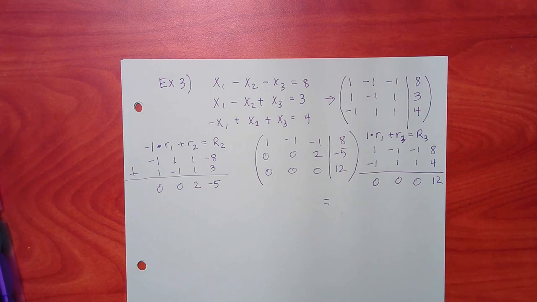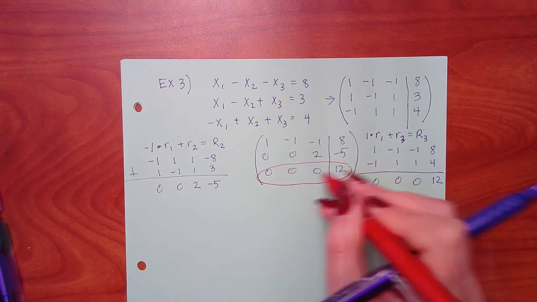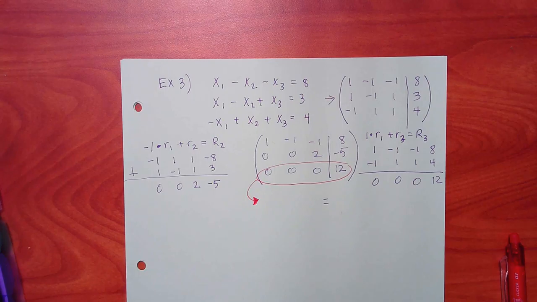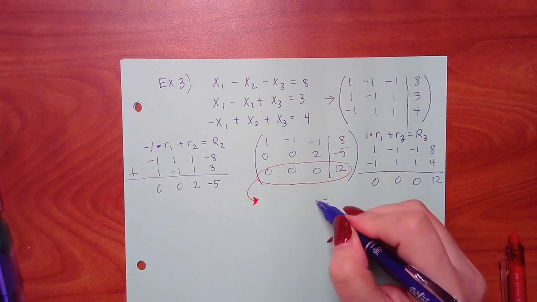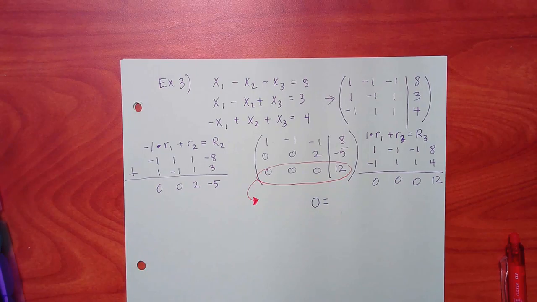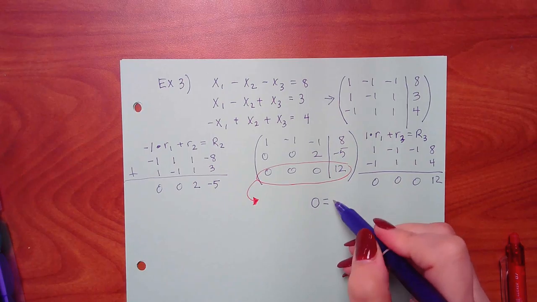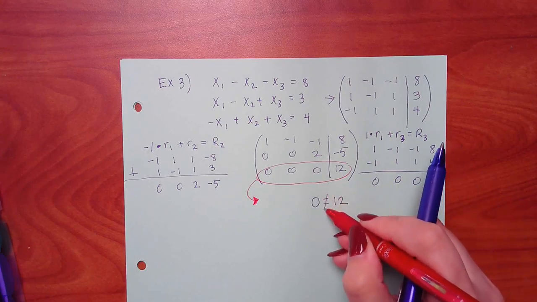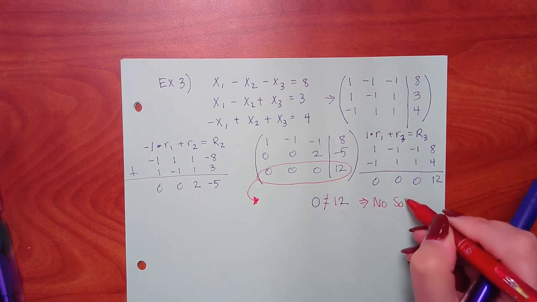So I'm turning the bottom row back into its equation. I have nothing, right? What's the mathematical way of saying nothing? Zero, right? There's nothing on the left-hand side. There has to be something. Zero, okay? So I have no more variables. I have zero on the left-hand side. But on the right-hand side of the equation, what do I have? 12. And is that even possible? This is not possible, which is why there's no solution here.